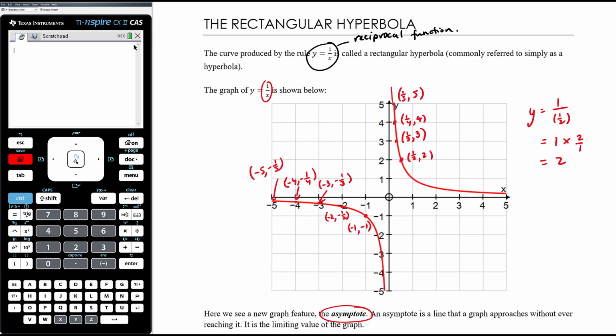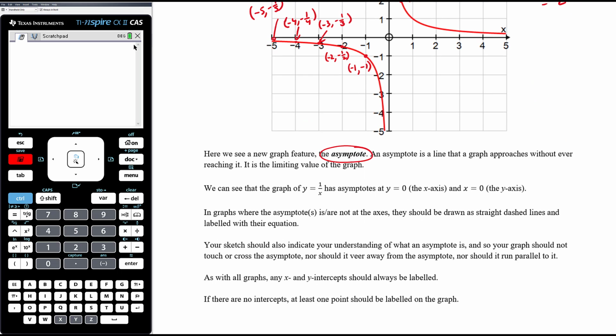The graph is getting closer and closer and closer to this y-axis, but it's never actually going to reach the y-axis, and the same happening as we head down this way. So the y-axis is also an asymptote. Okay, so an asymptote, as I've said here, is a line that the graph approaches without ever actually reaching it. It's the limiting value of the graph.